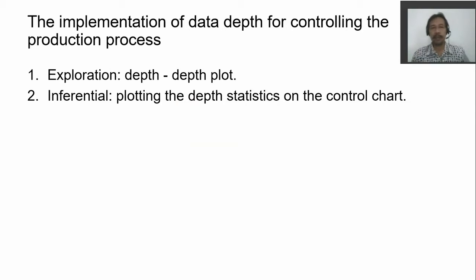The first one, the implementation of data depth for controlling the production process. There are two steps, two ways. The first one is the exploration step, where we can use a depth plot. Then the second one, for the inferential step, we can use the plotting of the depth statistic on the control chart.